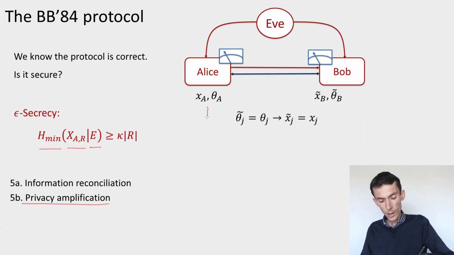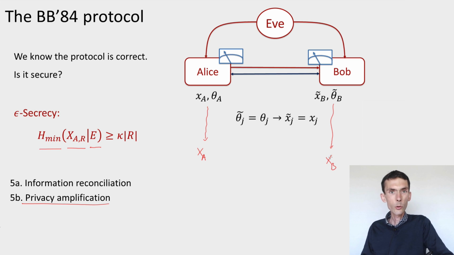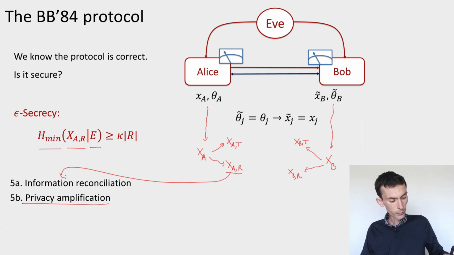Remember that in the protocol, Alice makes measurements. She obtains a string X_A. X_A is the bits that are not discarded, so ones that correspond to the same choice of basis for Alice and Bob. And then this string of outcomes is split into two. There's the bits that are tested, X_A^T and X_B^T, and the bits that are kept in order to get the key. And these are the raw key bits, X_A^R and X_B^R. So these are the bits that are used in order to perform information reconciliation and privacy amplification.